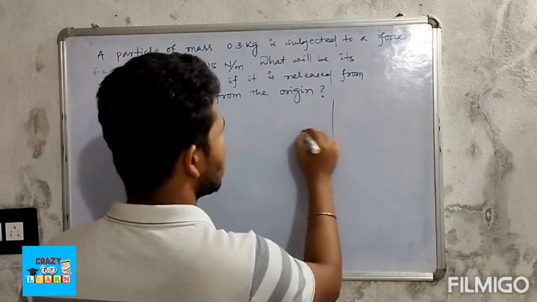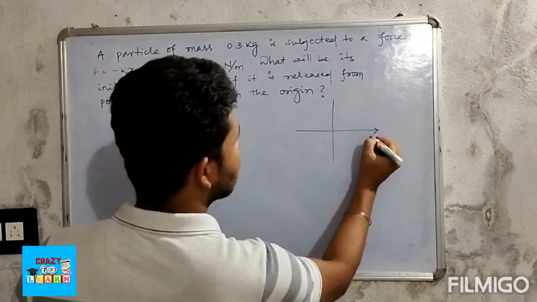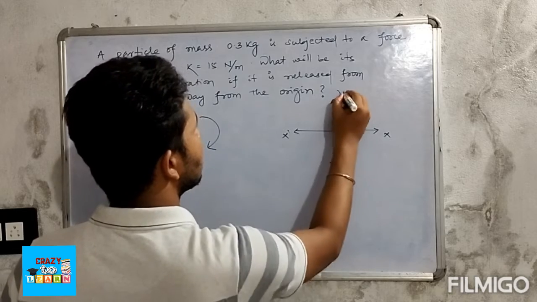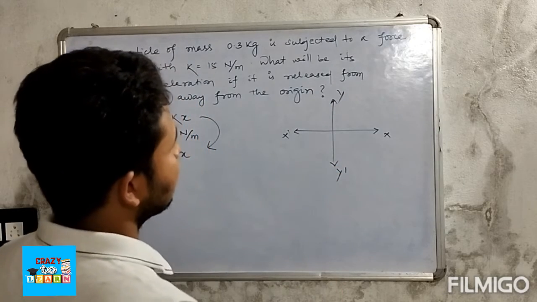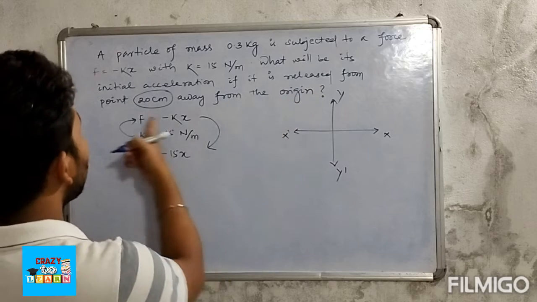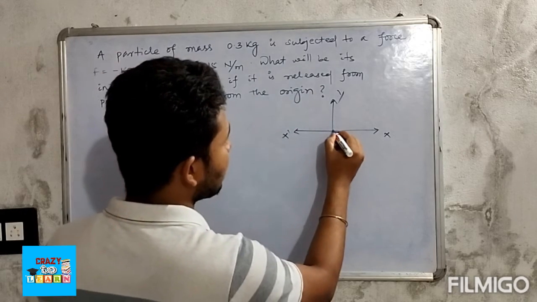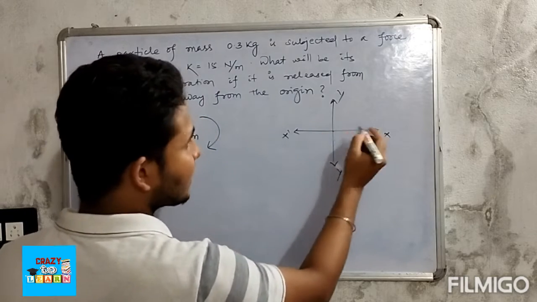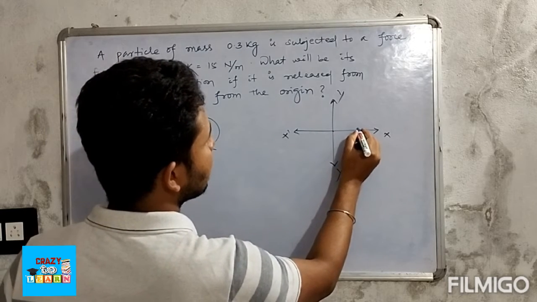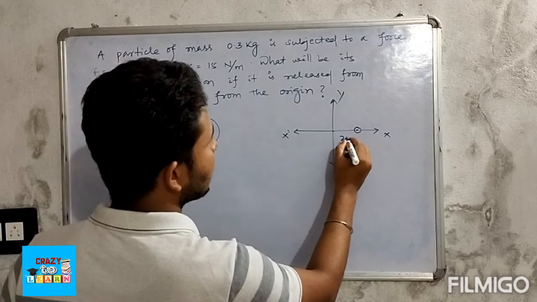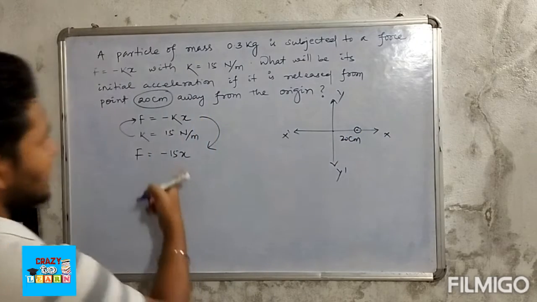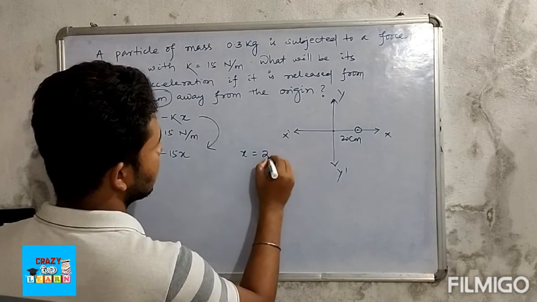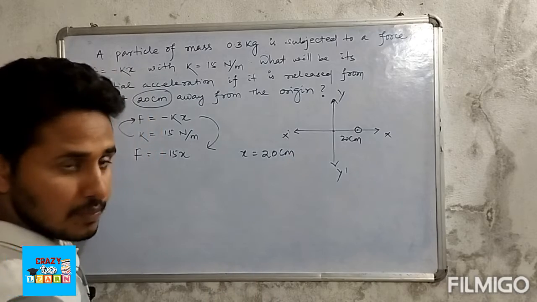Clear? Now the particle is released from a point 20 cm away from the origin. If you draw the x-axis, x dash, and y, y dash, the particle is released 20 cm away from the origin along the x-axis. The distance is 20 cm. So in place of x, we can put 20 cm. So x is equal to 20 cm.